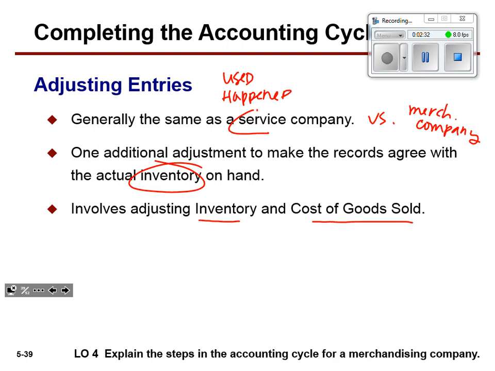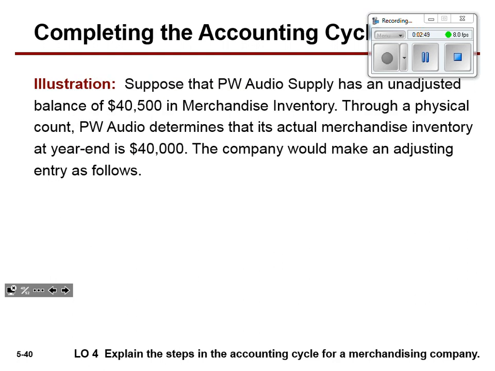It's just that you need to know when we add in merchandising and we have stuff sitting around, we do have to adjust for the stuff that's gone. Kind of like supplies. What we start with, what we end with, the difference is what we used. What we start with in inventory, what we end with, the difference is what we used. And so here is an example of an adjusting entry. Suppose this audio supply has an unadjusted balance of $40,500 in merchandise inventory. Through a physical count, someone counted and found out that we ended with 40,000.